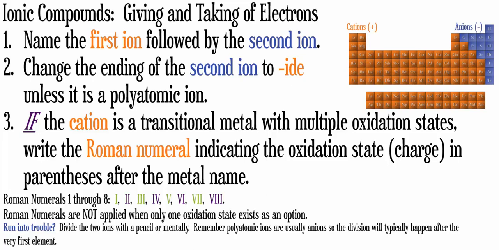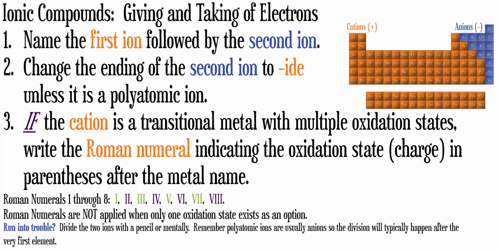Roman numerals typically go between 1 and 8. I, II, III, IV, V, VI, VII, VIII. Roman numerals are not applied when only one oxidation state exists as an option, so group 1 and group 2 metals never receive a Roman numeral.